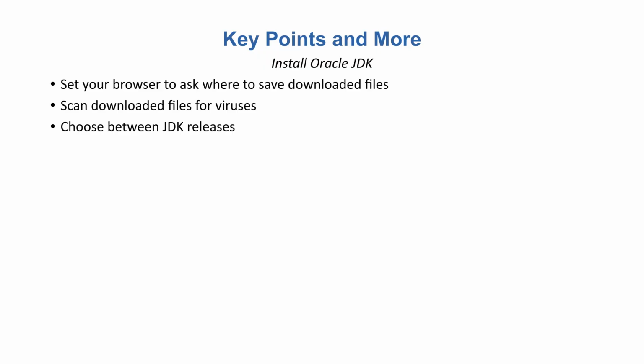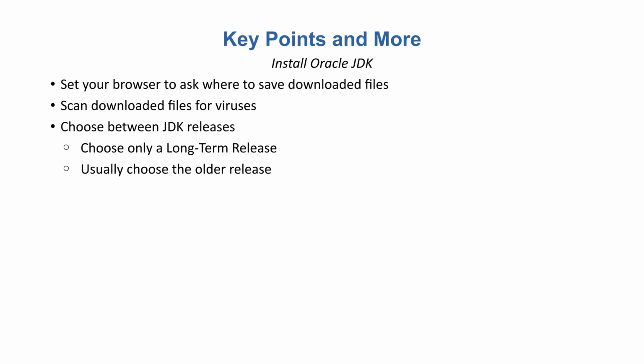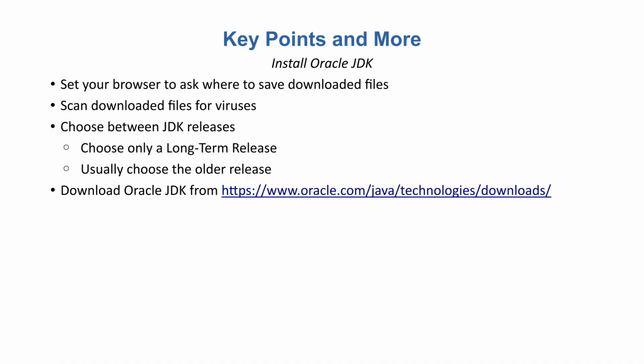A Java Development Kit, JDK, is needed to generate Java programs from Java code. When you install a JDK, you may need to choose between more than one release. Only choose long-term releases, as those will be available for a longer time. If more than one long-term release is available, and if you don't need the features of the newer release, choose the older one, as it has been in use longer and should have fewer issues. Download Oracle JDK from this Oracle website. I'll provide the links in the description.